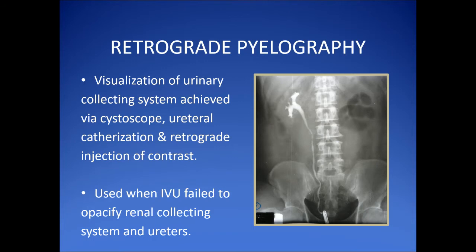Another examination is called retrograde pyelography. Retrograde pyelography is done in the operating room. The collecting structures can be seen via cystoscope, and then you put in the ureteral catheter and push the contrast material in a retrograde manner. This is actually indicated when the IVU failed to opacify the renal collecting system and ureters.